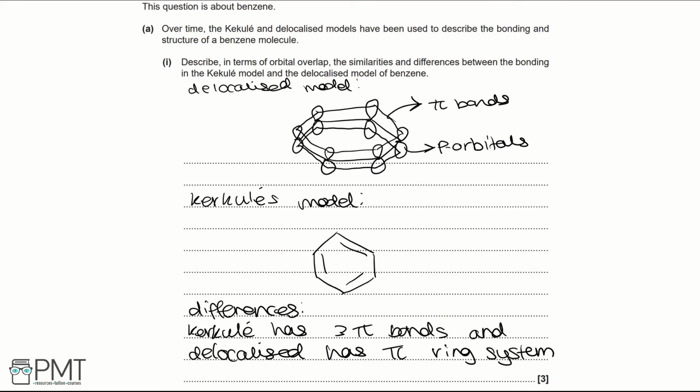If we want to show our similarities, we can label the Kekulé model to show our pi bonds. To get the marks for this question, the way we've laid it out, we would get a mark for each diagram and a mark for our differences.